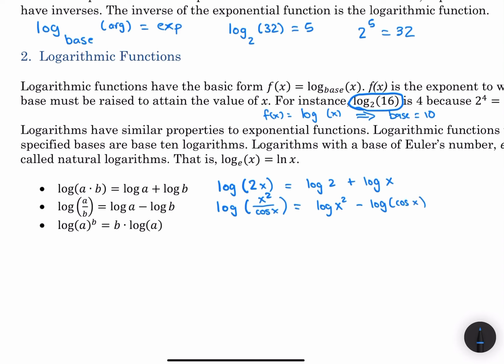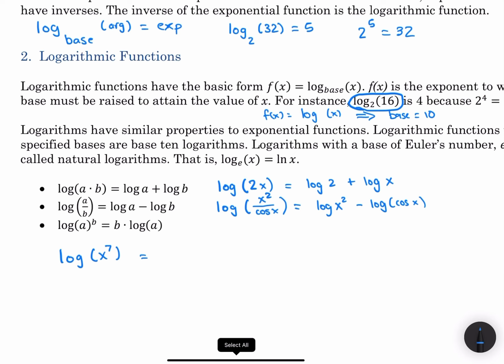And that's it. The last thing is we could have the argument raised to an exponent. And when that happens, you just move the power to the front. So say we had the log of x to the 7th. That's going to equal, now we'll use this first property.